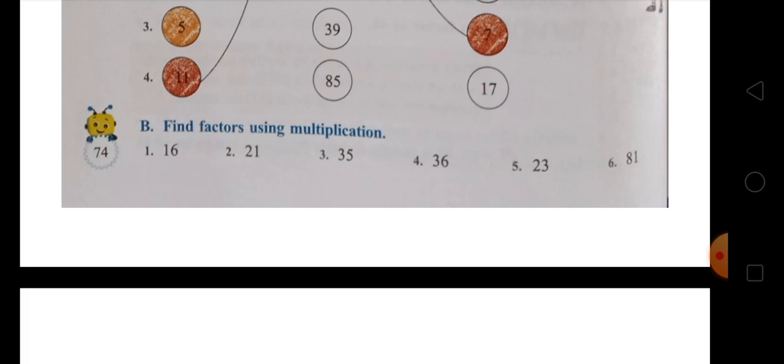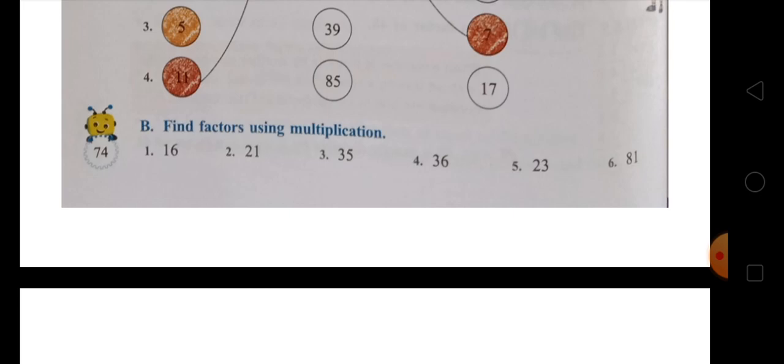And now 36. Using the multiplication method we can write 1 multiply 36 equal 36, 2 multiply 18 equal 36, 3 multiply 12 equal 36, 4 multiply 9 equal 36, and now 6 multiply 6 equal 36, and now 12 multiply 2 equal 36, 12 multiply 3 equal 36, and now 18 multiply 2 equal 36. So the factors of 36 will be 1, 2, 3, 4, 6, 12 and 18.